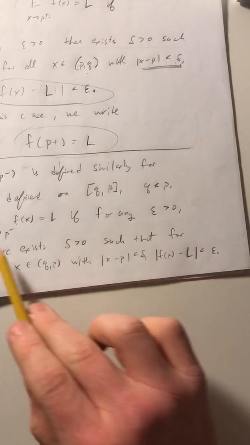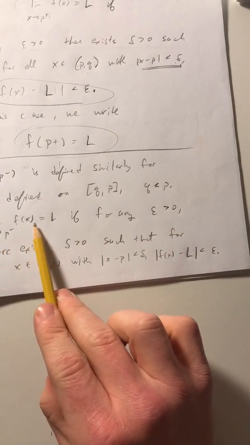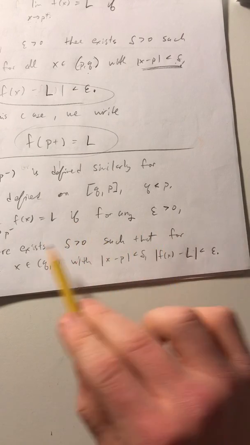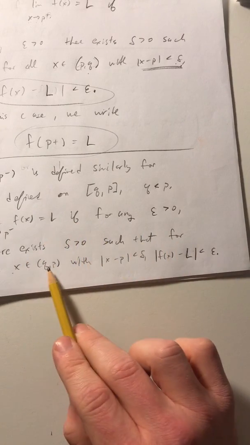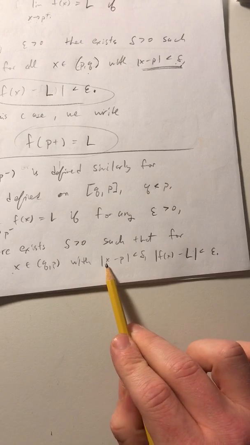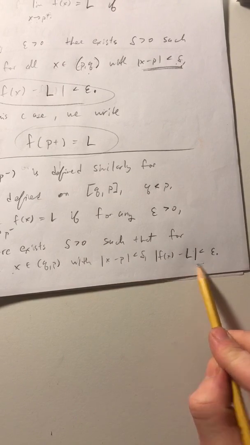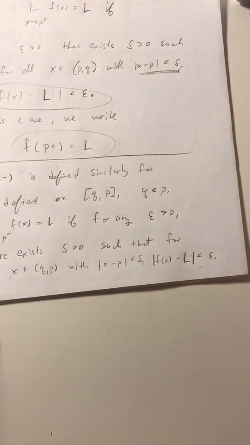So the limit as x approaches p from the left of f of x equals L if for any positive epsilon there exists a delta such that any x to the left of p, and whose distance to p is less than delta, satisfies this condition. Right? So limit from the right, and limit from the left.